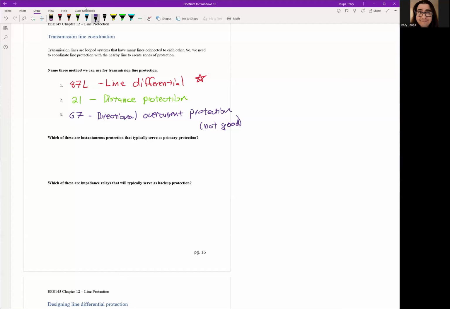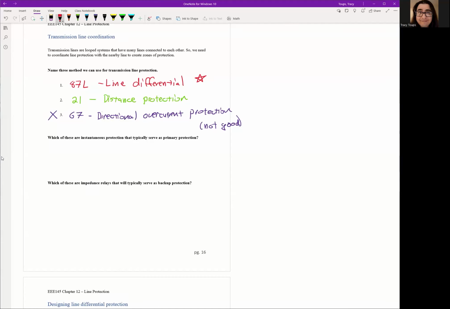87 line differential is a relatively new technology. It's only been out for like 20 or 30 years. So 87L has taken the crown as the number 1 best, while 21 relays are number 2 best, and we kind of crossed out 67 directional overcurrent protection. Books still teach this, but in my opinion, it's not even worth touching in today's world. Almost no one uses directional overcurrent protection, and if they do, it's for very, very specific reasons, and you can look up any details you need.